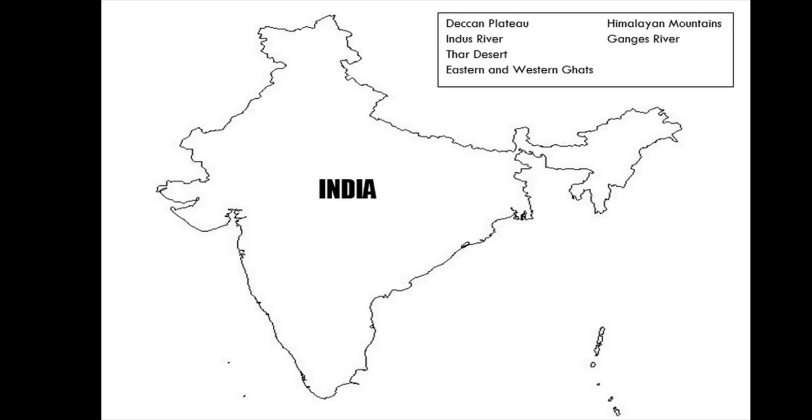So go ahead and take a look at the map on your page. This is a map of India. India is the name of the country today, but before there was ever an India, it was the Indus Valley, the Indus River Valley. So what we're going to do now is actually just label this map using the terms in the box next to your map.